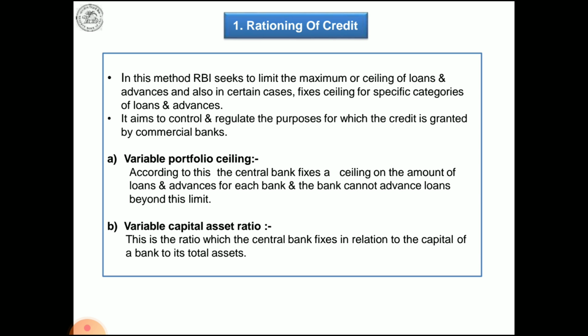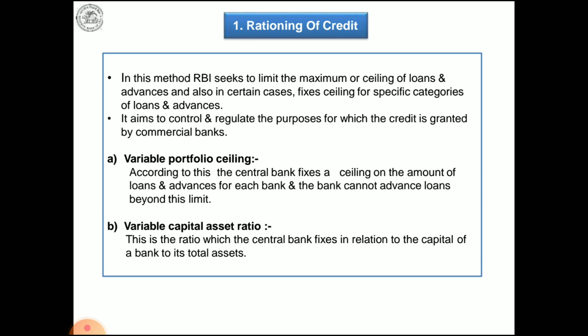In variable portfolio ceiling, the central bank fixes a ceiling on the amount of loans and advances for each bank, and the bank cannot advance loans beyond this limit. Suppose RBI has told Syndicate Bank that in the year 2020-21, in the coming year, Syndicate Bank can give housing loans of 3,000 crores. So this is the limit they are told. Or if we take it monthly, they will tell 300 crores, right? For the entire 300 crores or 3,000 crores of loan for entire Karnataka for some month.